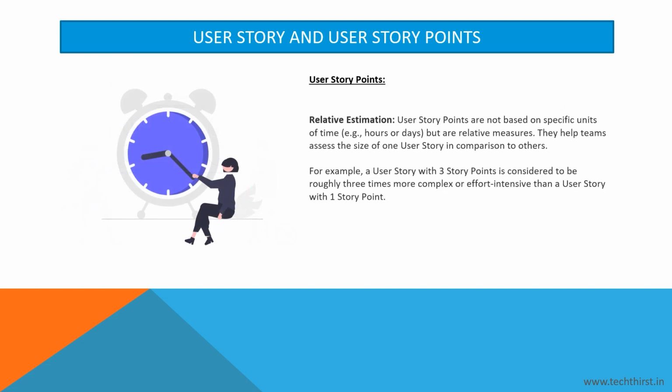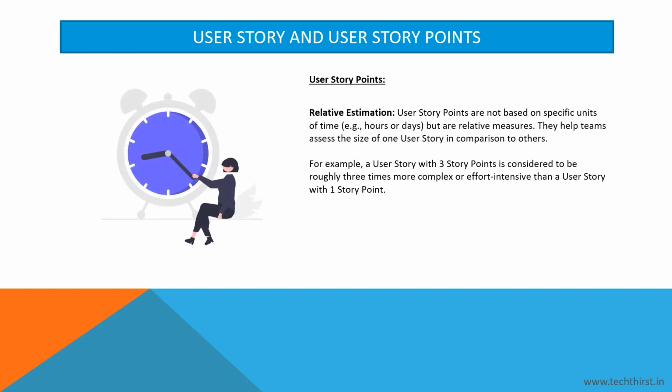Relative estimation. User story points are not based on specific units of time, e.g., hours or days, but are relative measures. They help teams assess the size of one user story in comparison to others. For example, a user story with 3 story points is considered to be roughly 3 times more complex or effort-intensive than a user story with 1 story point.